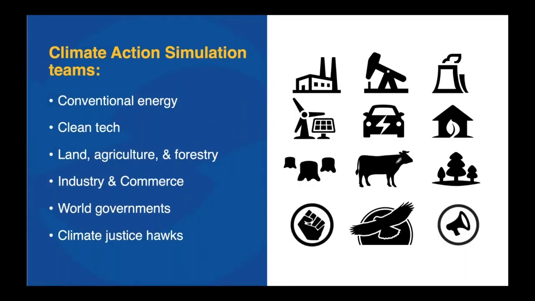And then you have these different teams: the climate justice hawks, world governments, industry and commerce, land, agriculture, forestry, clean tech, and conventional energy. They all need different ways of communicating together. So this is where the breakout groups come in, or perhaps a WhatsApp group or some kind of way for the groups to message and negotiate their positions amongst themselves. Then they, as negotiating teams, propose actions that you test in En-ROADS.